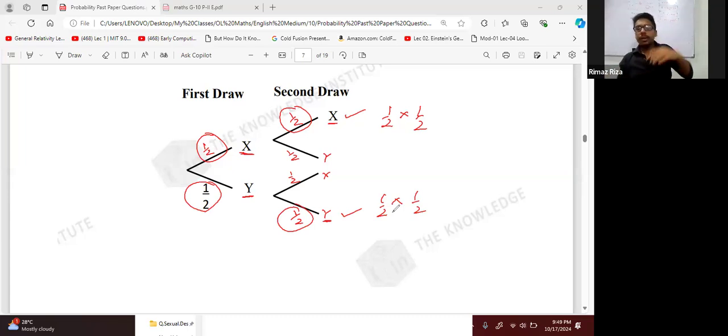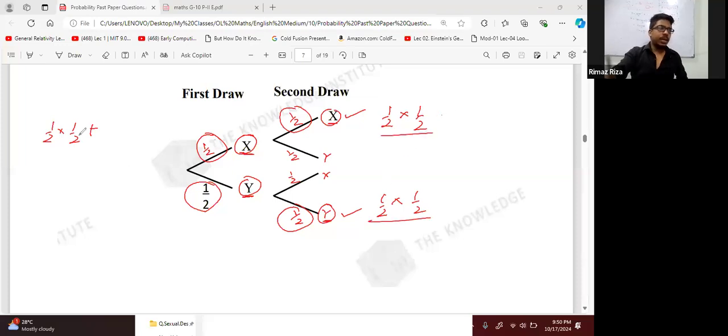In the question, they are not asking for picking the same letter X on both occasions, or the same letter Y on both occasions. Not like that. They ask for picking balls with the same letter on both occasions. So the total probability is the probability of these two events added: 1/2 into 1/2 plus 1/2 into 1/2.